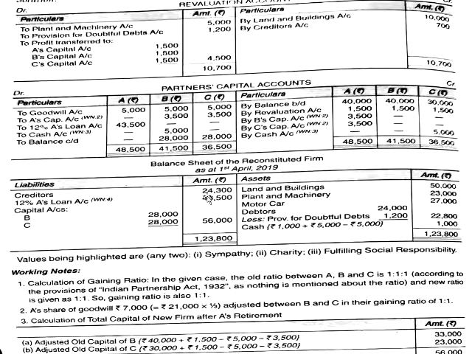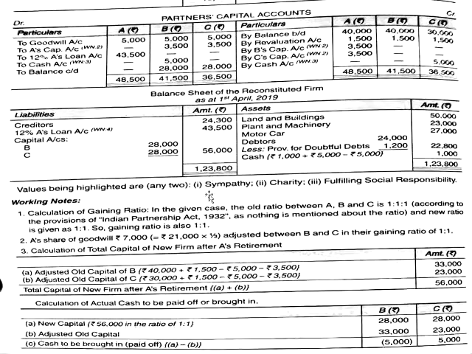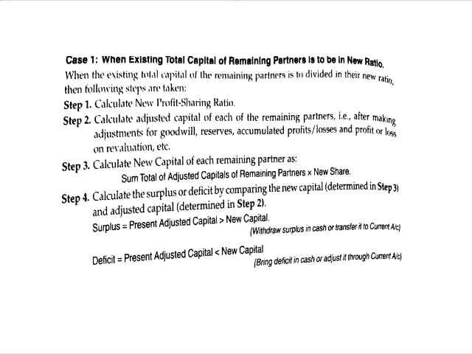This is our first case. When the new capital is not given, you simply add the adjusted capital of the remaining partners, distribute it in the new ratio, then compare the adjusted capital with the new capital, and this way you will do the adjustment of capital. As I said, out of these 5 cases, I discussed our first case. So this is all about the topic that I explained.